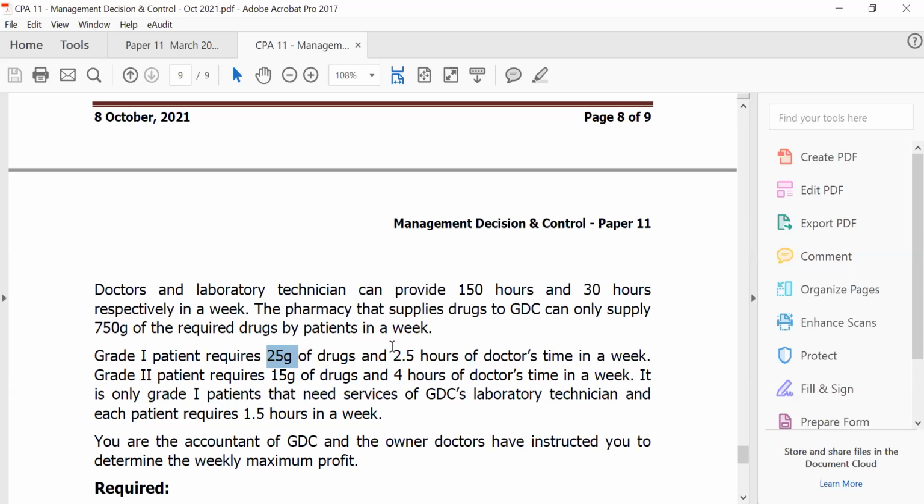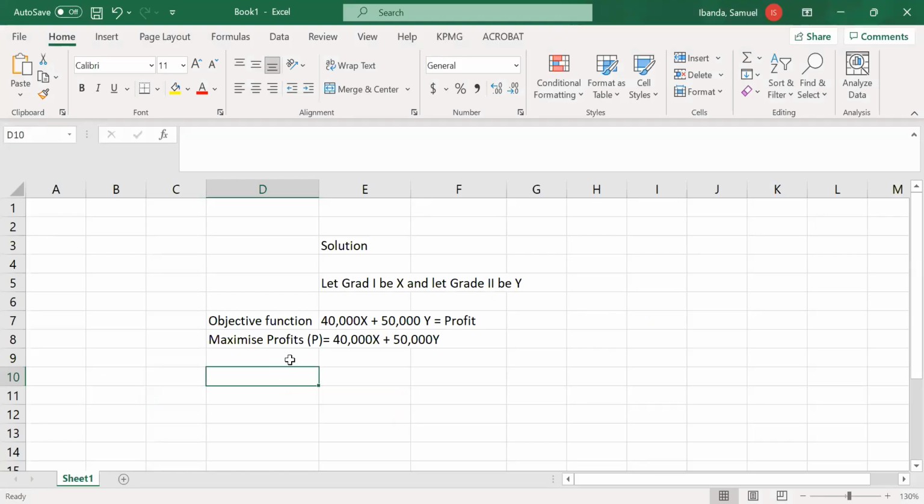So the next thing we are going to do is first look at the doctor's time. They have told us that 2.5 hours of doctor's time is required for grade 1, and 4 hours is required for grade 2. They have also given us the one for drugs, okay? Where 25 grams of drugs is required for grade 1, but remember we have a maximum of 750. So how do we translate that into our equation? I'll just come here. So I'm going to look at drugs as the first.